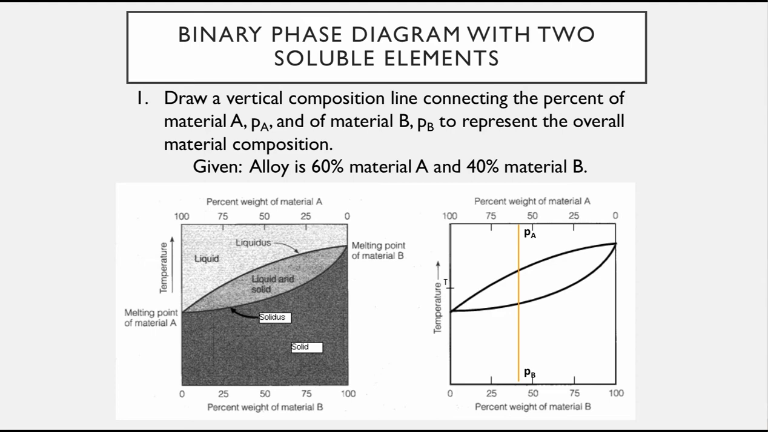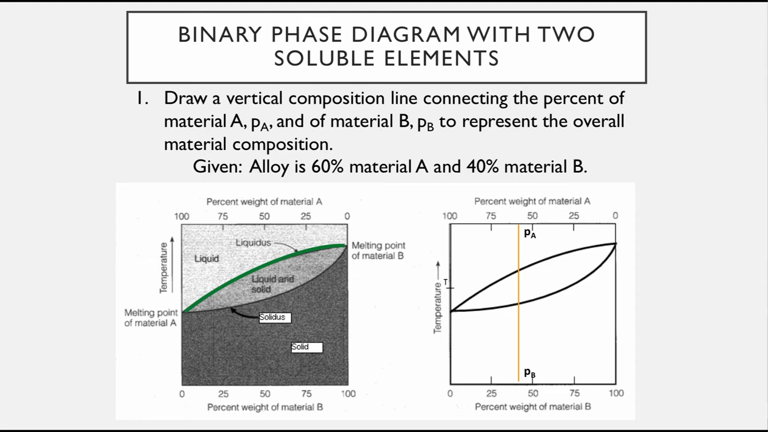Now, if we were 100% material A, we would actually know our melting point. Or if we were 100% material B, we would know our melting point. But as we start mixing materials, we actually start changing where the melting point is. And if we look on the left diagram, we've highlighted the Liquidus line in green. And that Liquidus line, which connects our two melting points, is now showing the change in where our material starts transitioning from liquid to solid based on the composition.